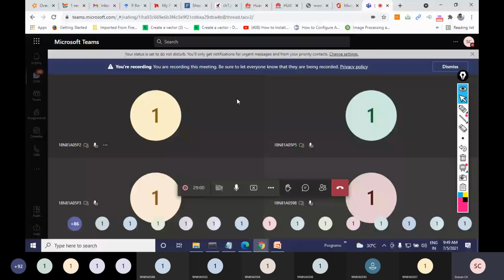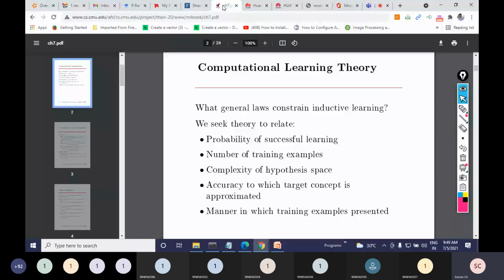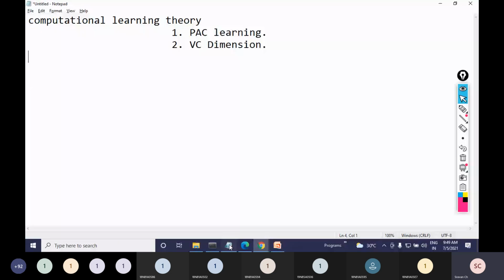computational learning theory. So under computational learning theory, there are two important techniques. One is called PAC, probably approximately correct learning. Another one is called VC dimension, right? So what is the purpose of probably approximately correct learning? We started discussing this fact yesterday.